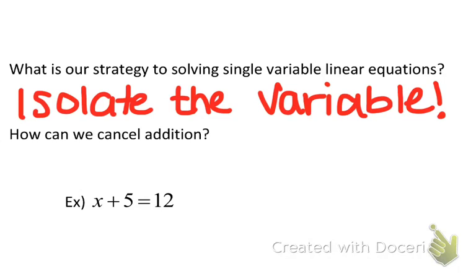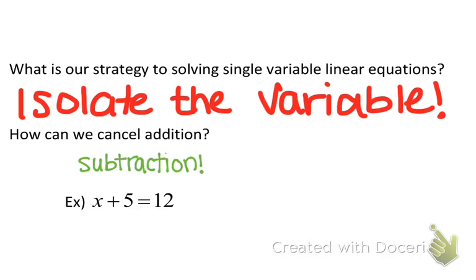As we learned last week about algebraic properties, how we would cancel addition would be to use subtraction, because that would be our additive inverse. We are going to be using those properties to help isolate our variable. In this example, x plus 5 equals 12, I need to figure out what I can plug in for x in order to make this equation equal 12. So, how would we do that? I'm going to start by figuring out what I need to cancel addition, and that would be using subtraction. And I'll show you how in the next step.